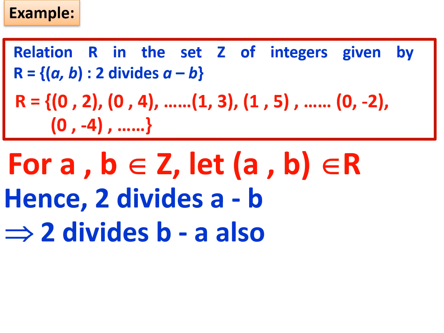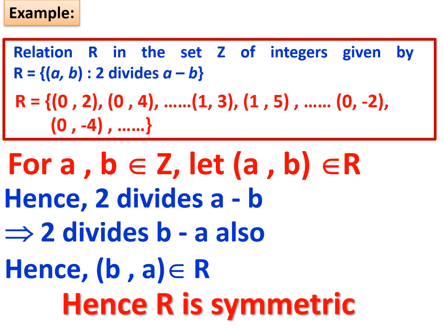If a minus b is positive, b minus a will be negative. If a minus b is negative, b minus a will be positive. Only the sign changes, but the nature of the number does not change. Therefore, (b, a) is also in R. Therefore, R is a symmetric relation. When I interchange their positions, the given condition is still valid.